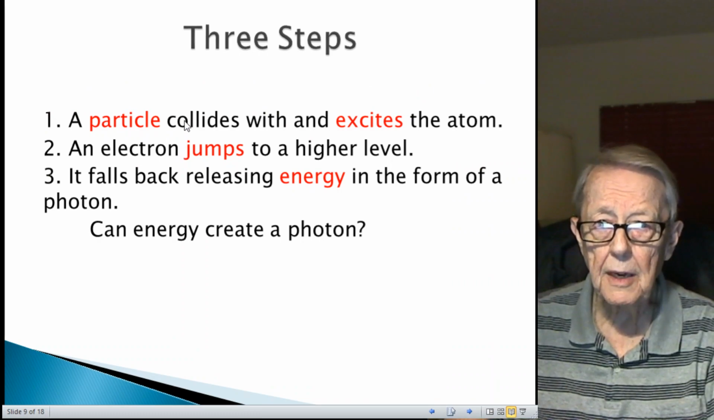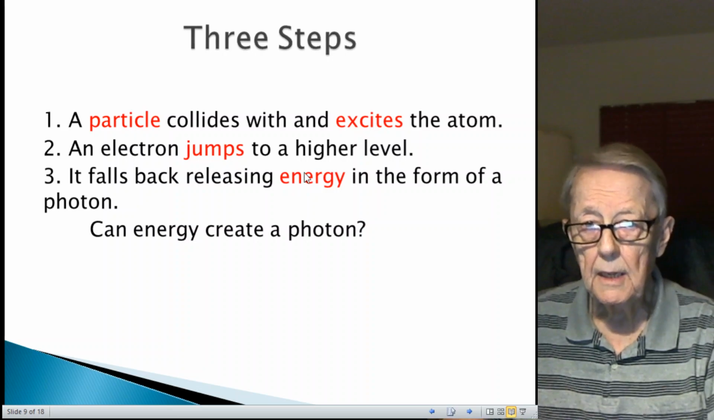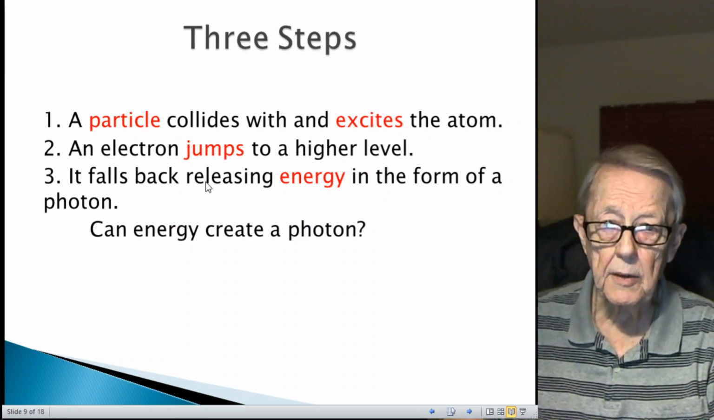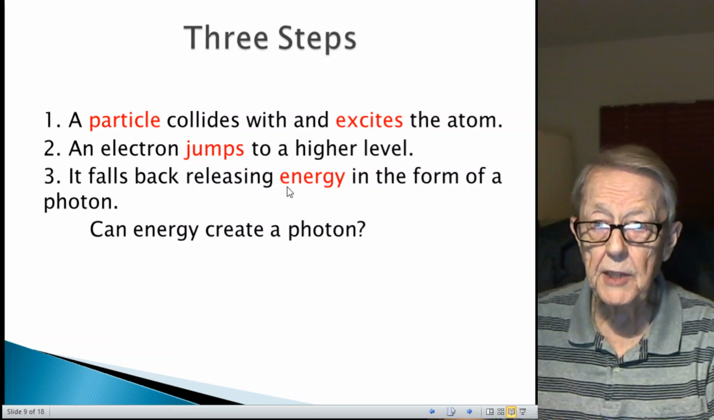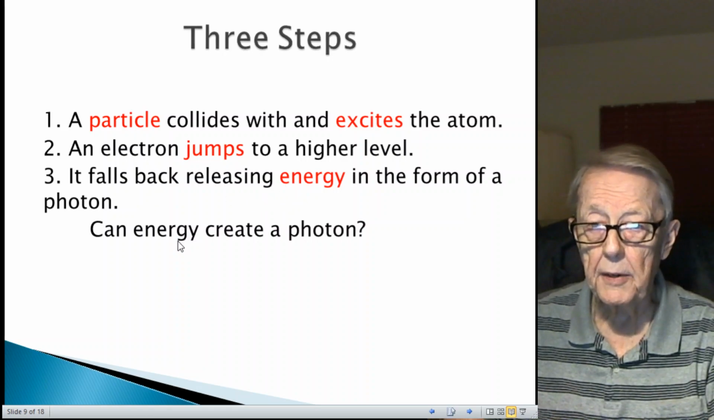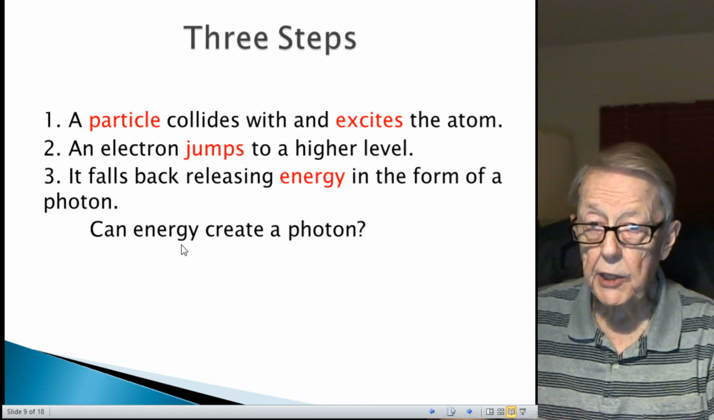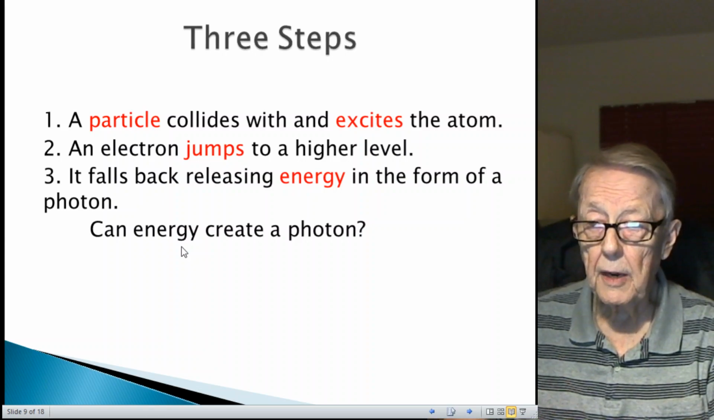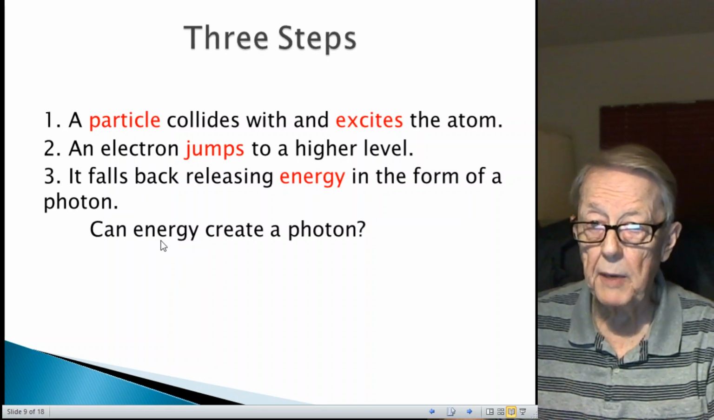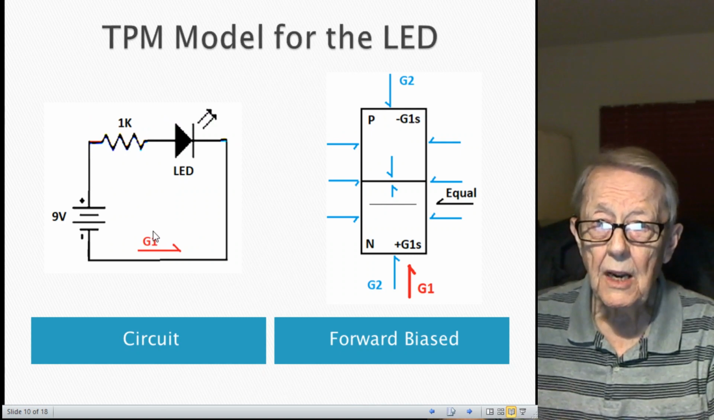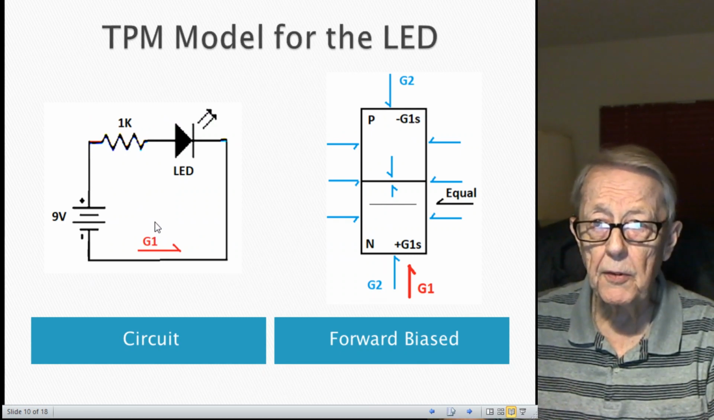The particle collides with and excites the atom. The electron jumps to a higher level. It falls back, releasing energy in the form of the photon. And of course, as I've said many, many times, energy is not real, and therefore I don't see how it can actually make a photon. It just doesn't make sense.